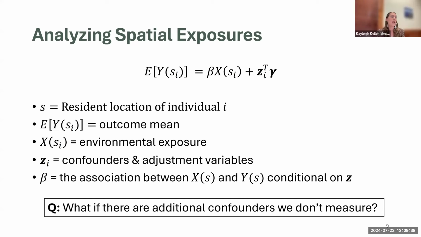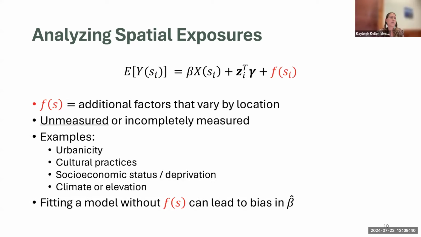But what if there are things that we haven't measured that are also playing a role? And so that's where we're going to start to run into this problem of confounding by space. So say there are other things we haven't measured. That's what's represented here, just this f of s term. F just means a general function of space. It could be one factor we've missed. It could be a lot of different factors we missed. But these are things that we either haven't measured, so they're unmeasured, or incompletely measured.